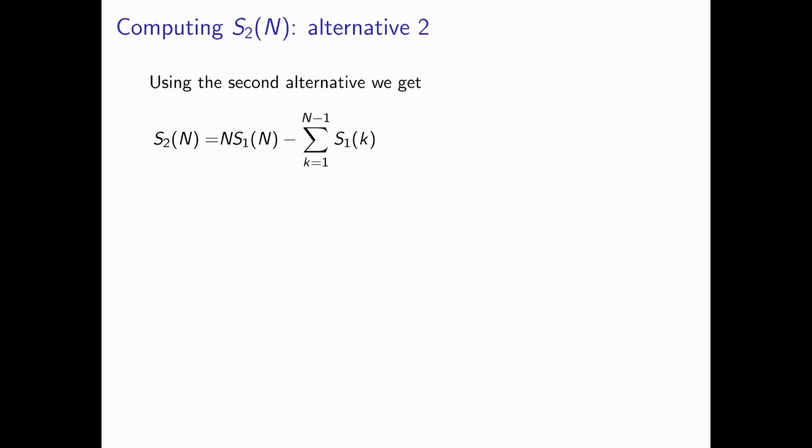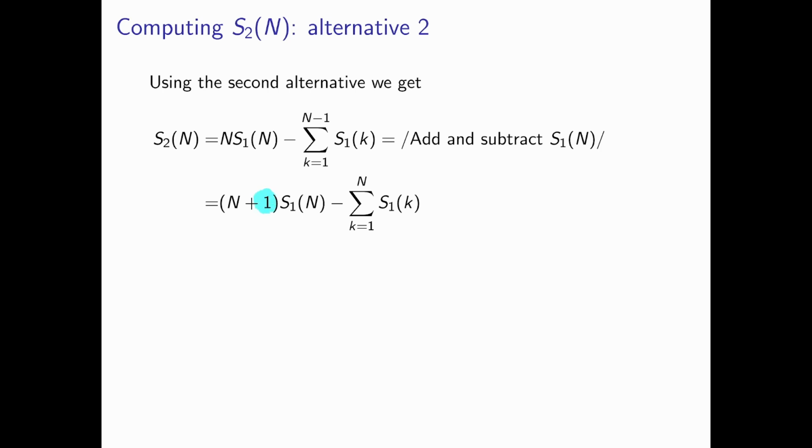And I do this by simply adding and subtracting a copy of s sub 1 of n, and I get the following, that I add a copy of s sub 1 of n to the first term, which gives me not n times s sub 1 of n, but rather n plus 1 times s sub 1 of n. And the effect it has on the other expression is, instead of having a sum ranging from k equals 1 to n minus 1, I get it to range from k equals 1 to n. So that's what I do. I rewrite the expression a tiny bit so that I get n in the upper limit for the index rather than n minus 1.